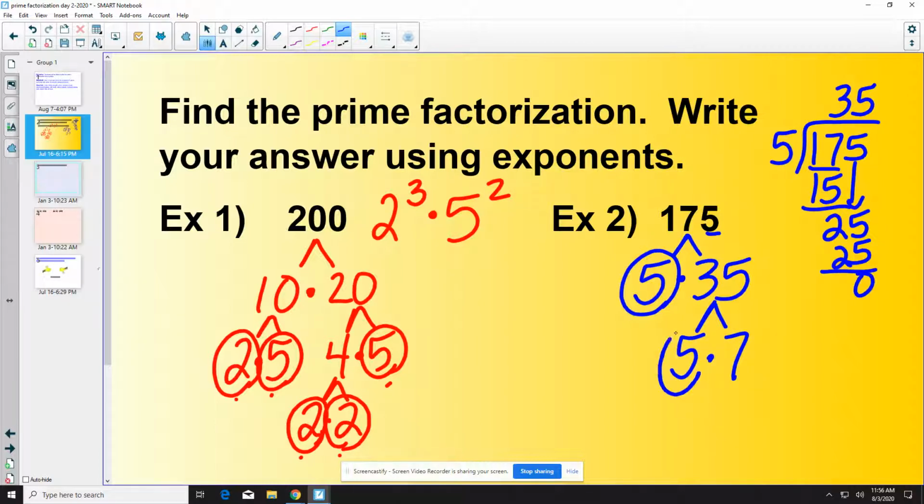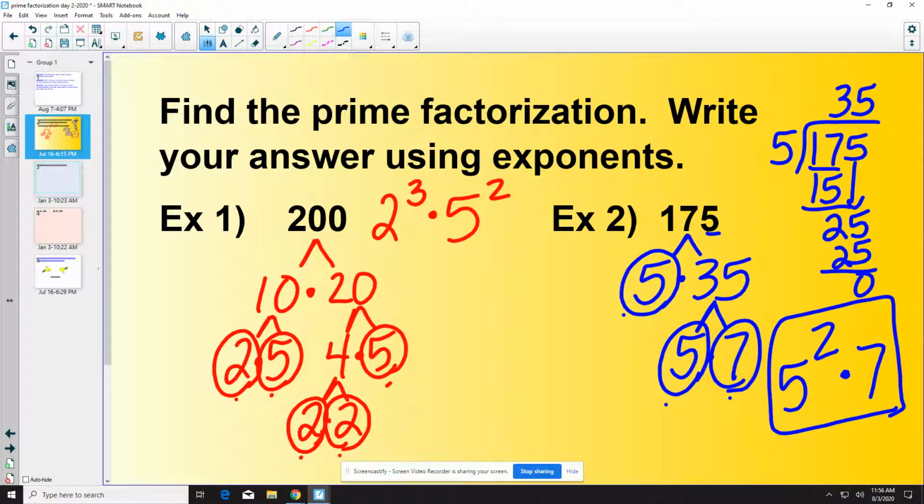And then 5 is prime because only 1 times 5 is 5. And 7 is prime because only 1 times 7 is 7. So now I've broken it down into all prime numbers. I need to write my answer using exponents. So I start with the lowest one, the 5, and I count, okay, how many 5s do I have? I have 2. So it's 5 to the second times, how many 7s do I have? Just 1. If I have 7 to the first, I don't have to write to the first power. So my answer would be 5 to the second times 7.